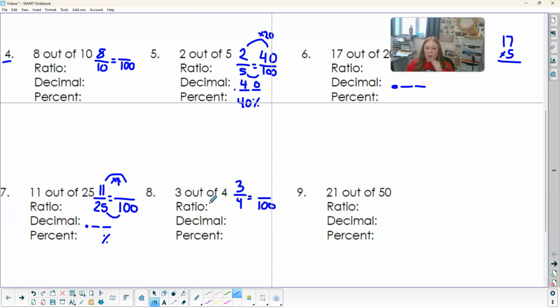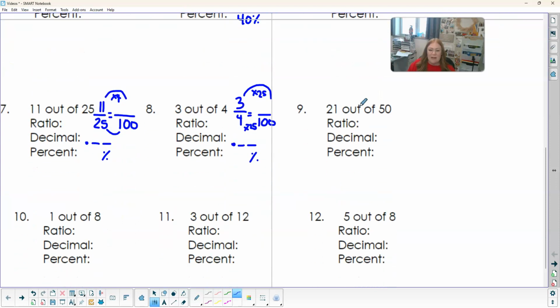Whenever I'm hearing 4 or 25, fourths or 25, I'm thinking quarters. It takes 4 quarters to make a dollar, right? I need 4 groups of 25 to make 100. So I need to do 3 times 25 to find the numerator. If I have 3 quarters, how much money is that? What percent of a dollar do you have? So see if you can finish that one.